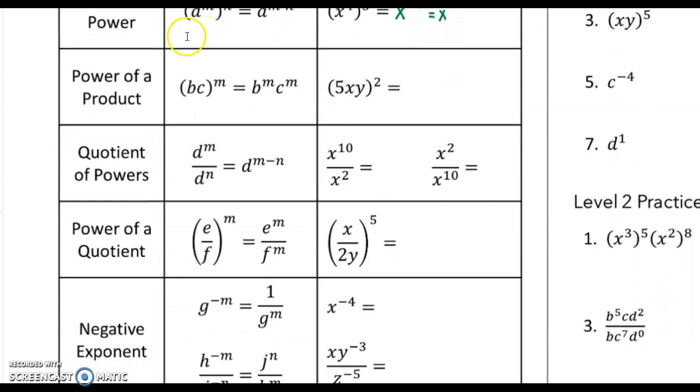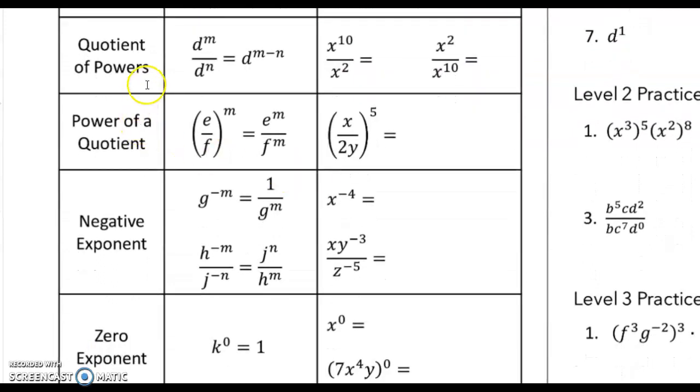All right, this is called power of a product. So you have things multiplying in parentheses being taken to a power. What happens is that power goes to everything in the parentheses. So it becomes b to the m times c to the m. So on this one, you have three things multiplying. You're going to take the squared and put it to everything in the parentheses. The biggest mistake is people don't put it to the 5. So it does need to go there. So it's going to be 5 squared, x squared, y squared. And 5 squared is the same as 5 times 5, which is 25. So 25x squared y squared is what that is simplified.